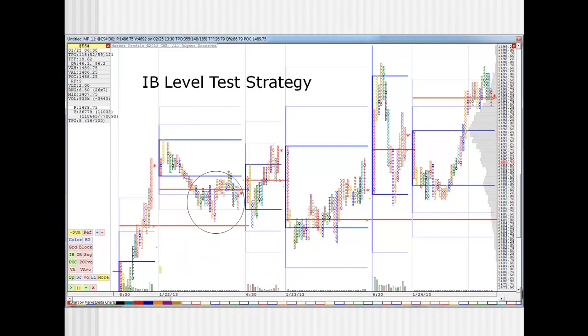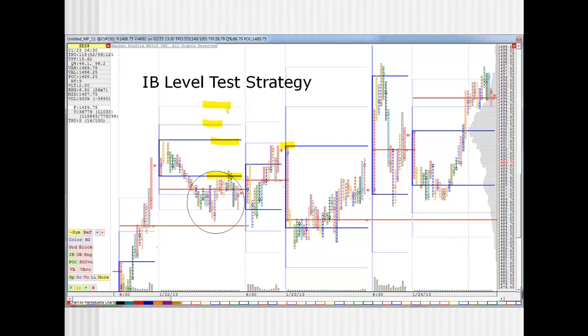Now, so far, I have focused our attention on the actual initial balance high and the initial balance low. I have highlighted and pointed out the 150% and the 200% lines, but now I'm going to point out to you that not only do those levels give us potential targets and then continue on to possibly function as points of support or resistance in the market, they too can be used for our IB level test strategy.